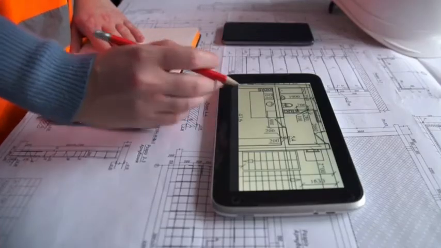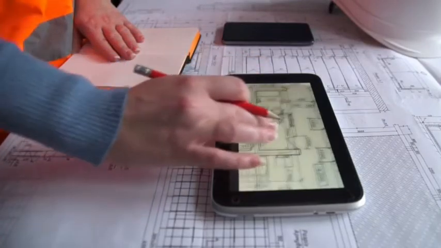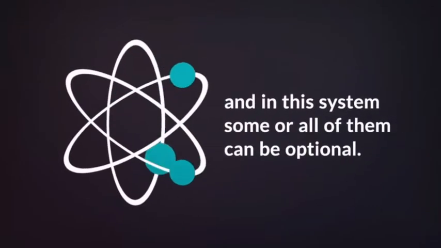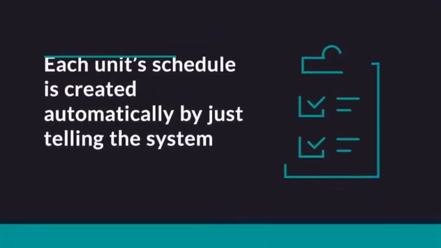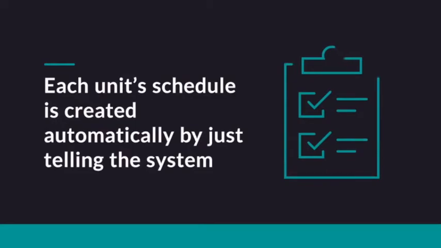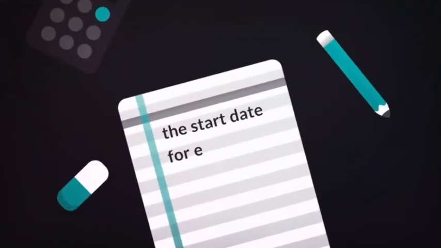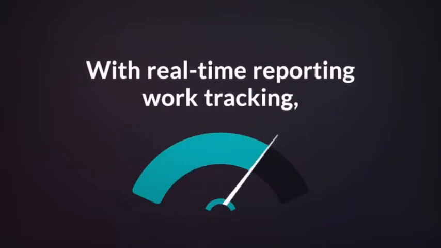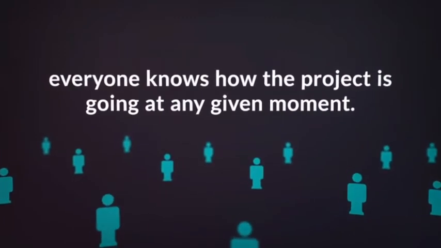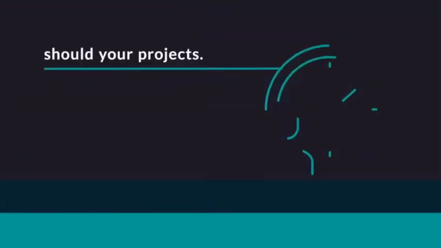Unit renovation templates are set up based on a set of tasks, and in this system, some or all of them can be optional. Each unit's schedule is created automatically by just telling the system the start date for each unit. With real-time reporting work tracking, everyone knows how the project is going at any given moment.